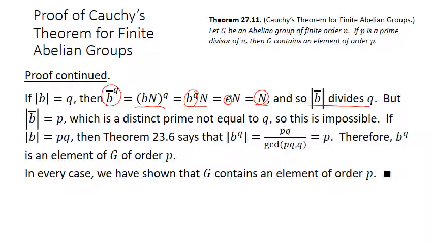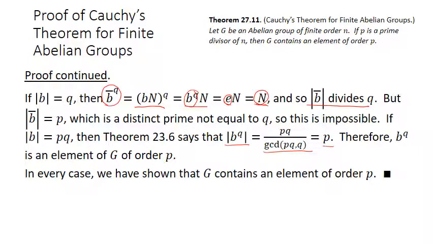So now let's consider the last case. If the order of b is equal to pq, then Theorem 23.6 says the following. It says that the order of b to the q must equal pq over the GCD of pq comma q, and that would be p. So then if that is the case, then b to the q would actually be an element of G of order p. And that's exactly what we've been looking for. We don't really care which element it is, just some element of order p.